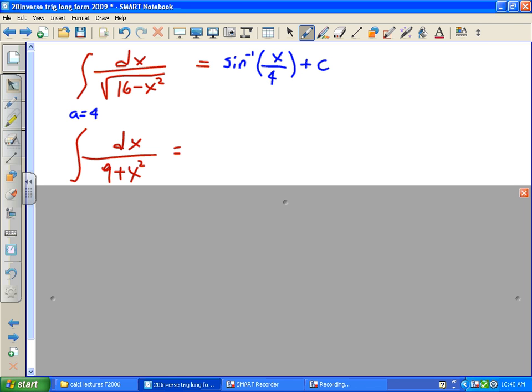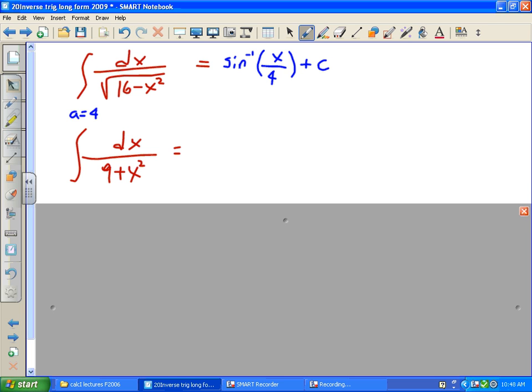Okay, for this one, can you do it with u sub? No. What is A here? 3. Which function are we going to need? The tangent inverse. But remember, there's an extra coefficient here, which should be 1 over A times tangent inverse of what? The rule says x over A. In this case, it's going to be x over 3 plus c.